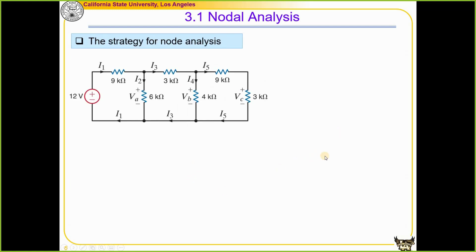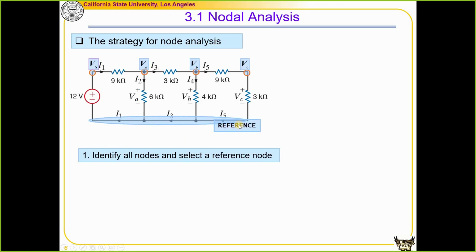The strategy for nodal analysis. The first step is to identify all the nodes and select a reference node. In this problem, we're going to select this reference node, then I will label all the other nodal voltages. At the same time, I don't want you to define too many variables. For example, this variable over here, we're going to make use of what's already given in the problem. I will label the nodal voltage 12 volts directly over here.